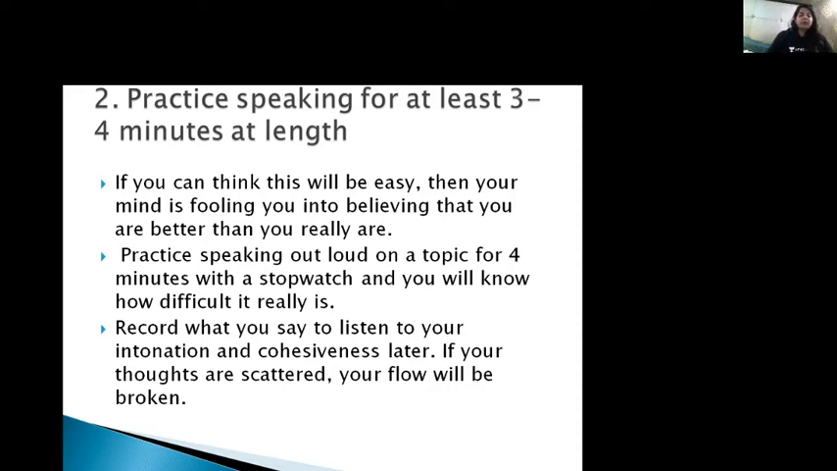And next is a very important aspect: record what you say to listen to your intonation and cohesiveness later. When you listen to yourself, you realize how you spoke. Were you very dull? Were you very excited? Were you very quick in expressing yourself? Were your ideas cohesive, meaning were they logically linked together? Okay? And if your thoughts are scattered, your flow will be broken. So that's very important.